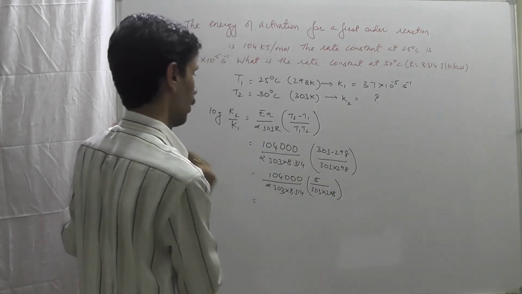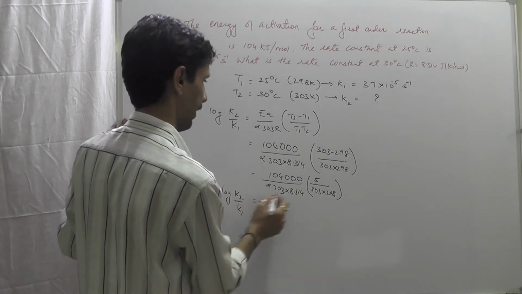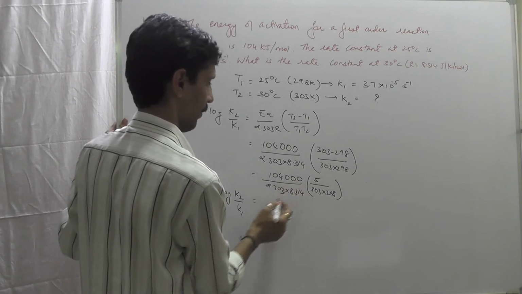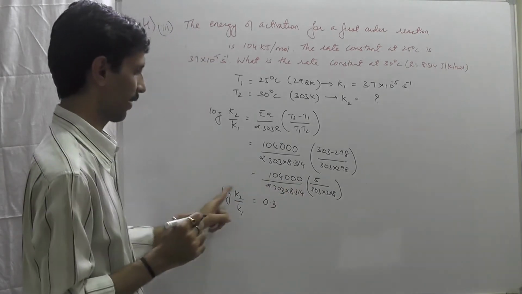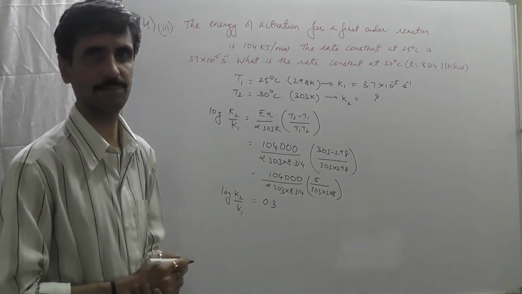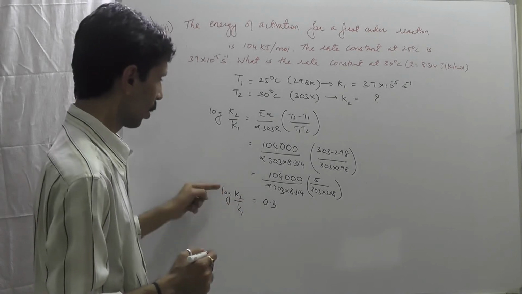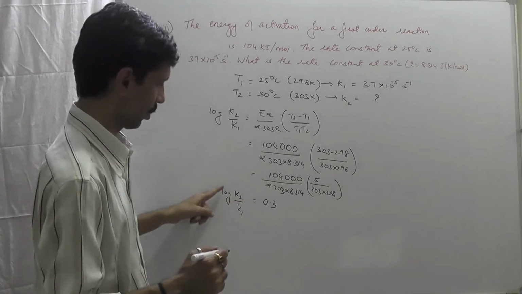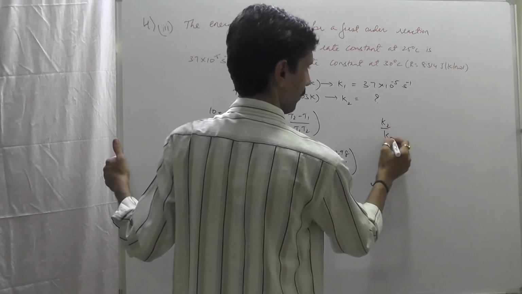So now this log of K2 upon K1, when you solve this entire part, okay, it's a simple multiplication and division, you get the answer as 0.3. Log of K2 upon K1 is equal to what? 0.3. ठीक है, अभी taking log on both the sides, divide by log on both the sides, what we get is K2 upon K1.